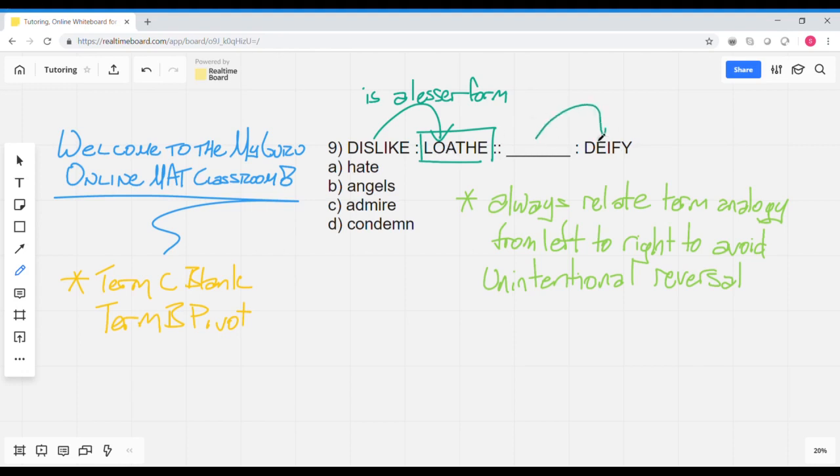So we know that the blank has to be a lesser form of deify. So you need to think about what the definitions here are. Dislike is, obviously, to dislike, and loathe means to really dislike. So deify means to really do something. And if you don't know what it means, then you've just got to eliminate based on the idea that you can't have different degrees of some of these terms. So first, I've got to eliminate hate, because that is relating to dislike and loathe. So this is the wrong analogy.